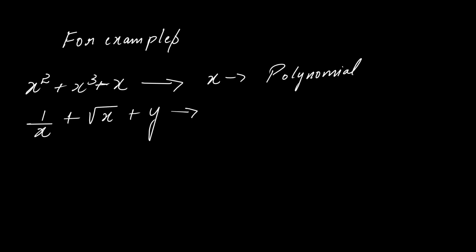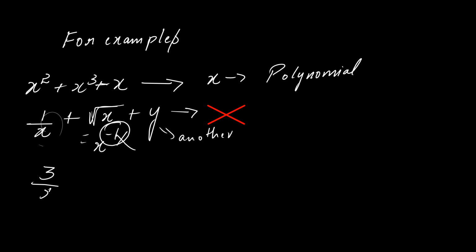In the next example, 1 by x plus root of x plus y. Is this a polynomial? No, because this is having two variables. One is x and one is y. So rule number 1 is not satisfied. And let me check with rule number 2. Because 1 by x is x to the power -1, so this is not a polynomial. And root of x is x to the power 1/2, so this is not a polynomial.